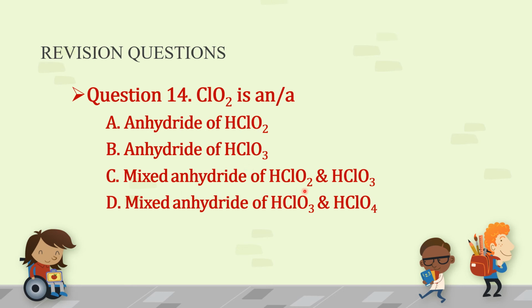Now the next question is that ClO2, is this an anhydride of HClO2, HClO3, or is it a mixed anhydride of two acids, that is HClO2 and HClO3, or of HClO3 and HClO4? So just think about your choice and then let us discuss it.